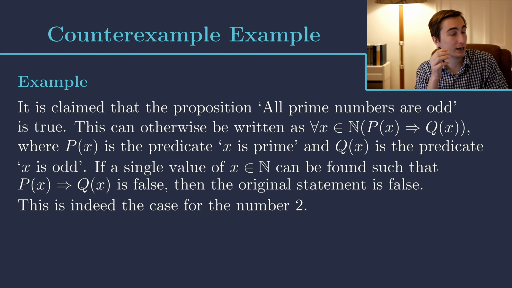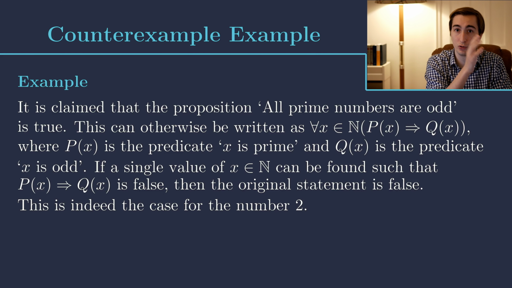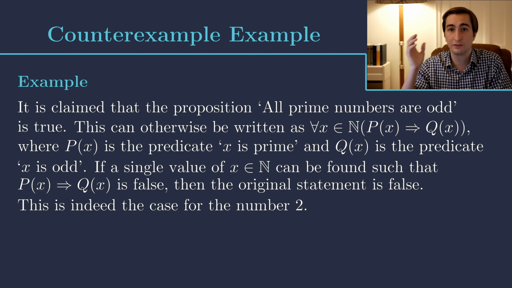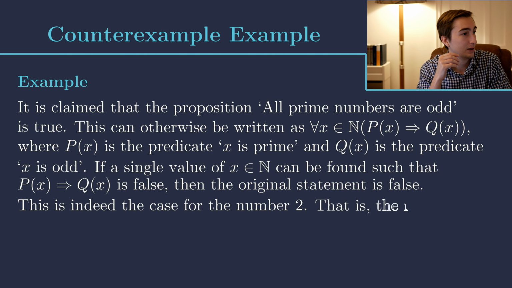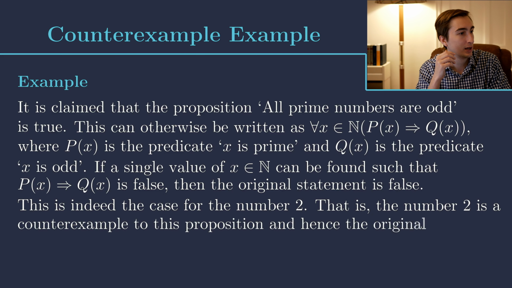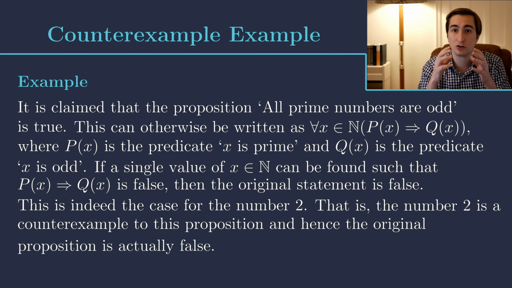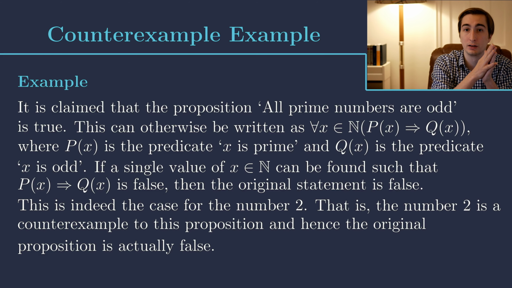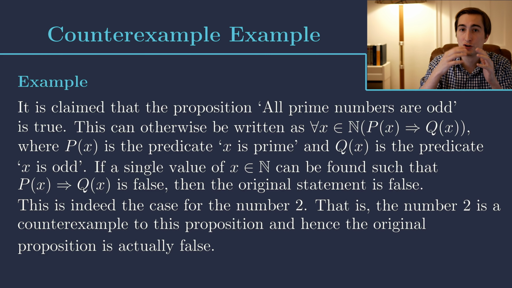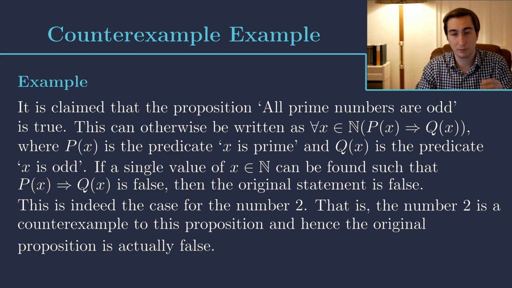And therefore, on my implication sign, I've got a truth on the left-hand side. P of x is true for that value of x, but q of x is false. So I've got truth implies false, so the overall thing is false. And therefore, the number 2 is a counterexample to this proposition, and hence the original proposition is actually false. It isn't true. So we found something that shows that this proposition must be false because we found a counterexample. And that's generally how all counterexamples will go.